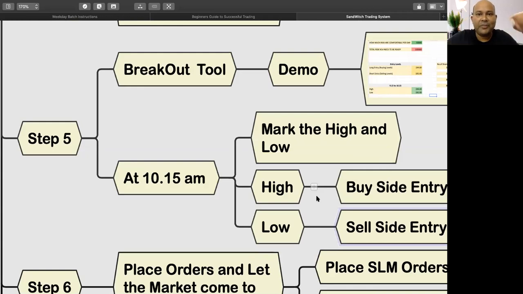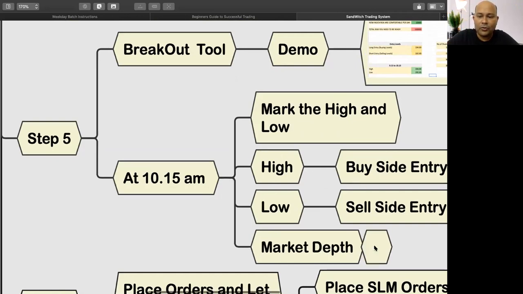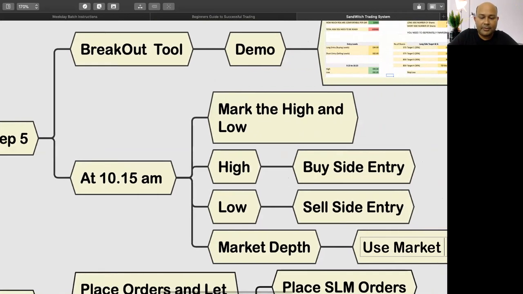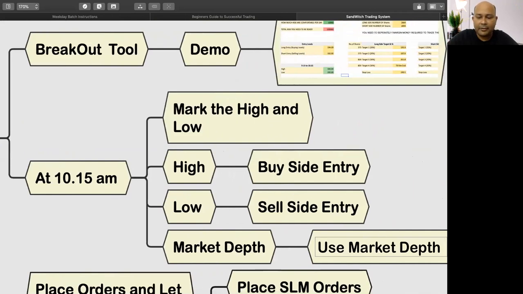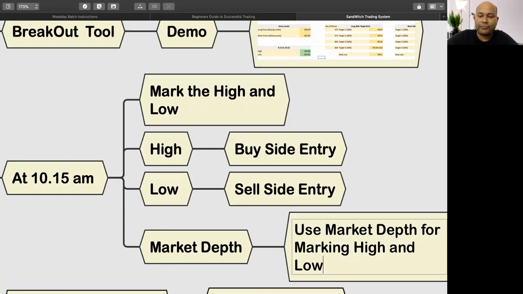So at 10:15, you go to your market. You can also look at your market depth. There's something called market depth. I will share this image also with you. Why market depth? Because sometimes the charts might not give you the exact data. Go to the market depth, which is there in the terminal, and use it for marking this high and low.